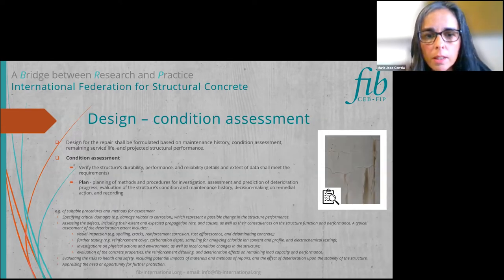The condition assessment is essential to verify the structure's durability, performance, and reliability. A plan should be followed, including planning of methods and procedures for investigation, assessment and prediction of deterioration progress, evaluation of structure's condition and maintenance history, and decision making on action and recording. From the usual procedures and methods of assessment, special attention should be given, for example, to specifying critical damage, assessing the defects, including their extent and expected propagation rate and causes, as well as their consequences, and appraising the need or the opportunity for further protection.